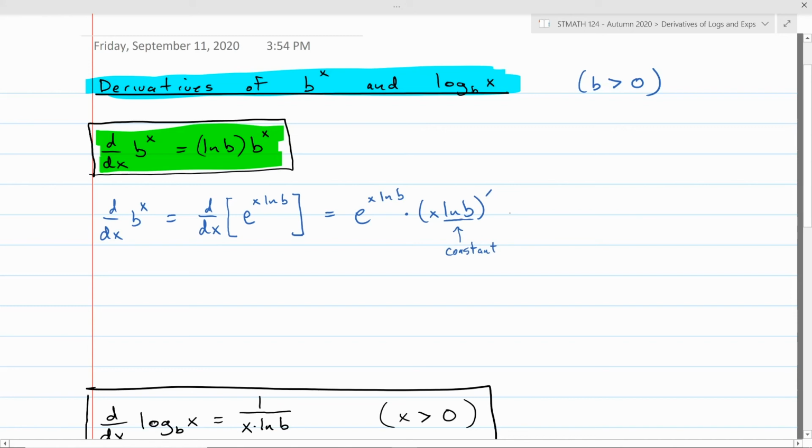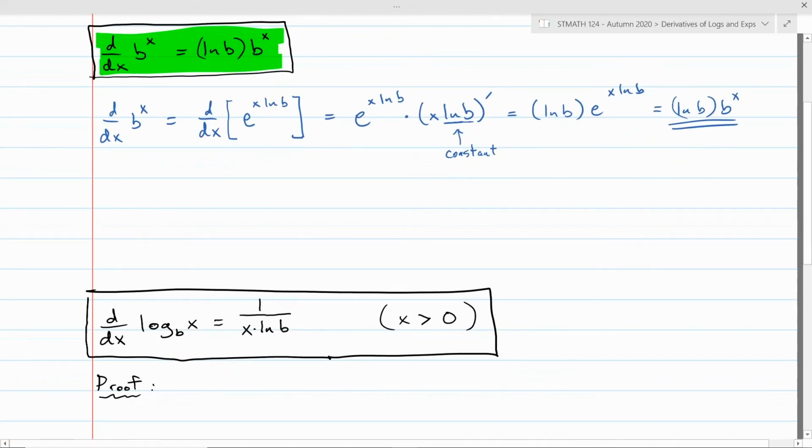So if you take the derivative of x times natural log of b, you're just going to get natural log of b. So you end up with natural log of b as that derivative, and then you still have that e to the x natural log of b there. But remember, e to the x natural log of b is the same thing as b to the x. So this just ends up being natural log of b times b to the x. And that's what we were supposed to get, right? Okay, so there's one new derivative formula.